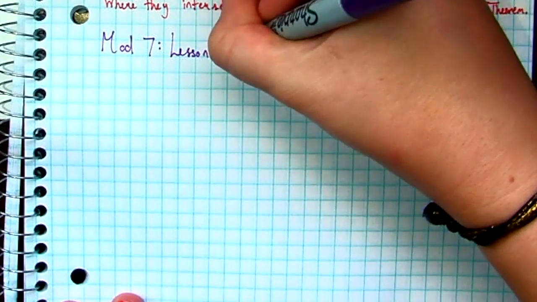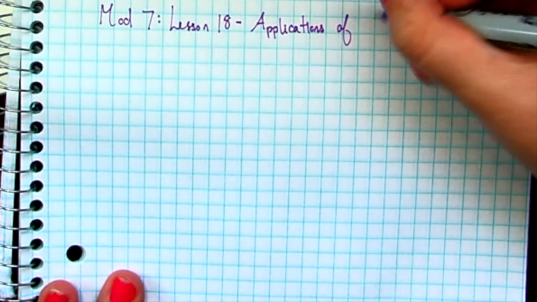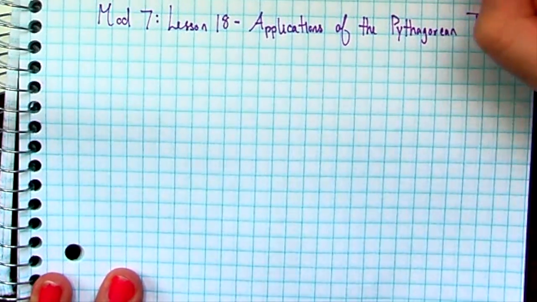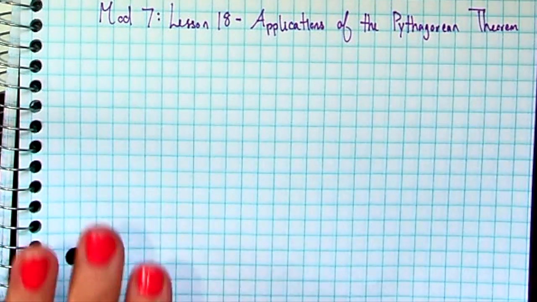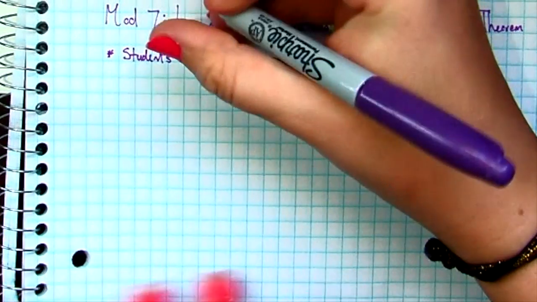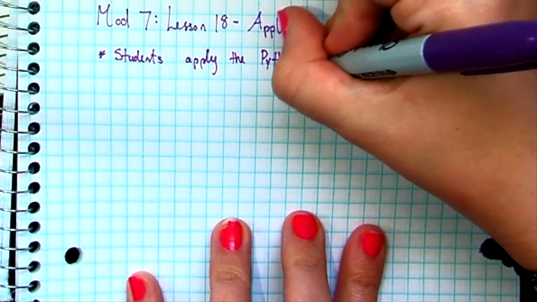When we look at Module 7, Lesson 18, it's really more about real-world applications of the Pythagorean theorem. A big assessment that you are going to have this week is a project on the Pythagorean theorem that you are going to write yourself, based on real-world applications. So this is just an example of one idea you might have.